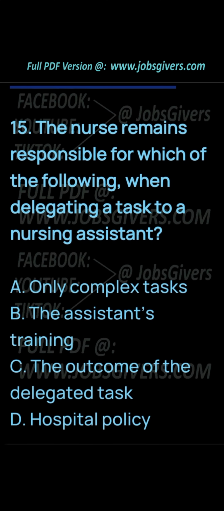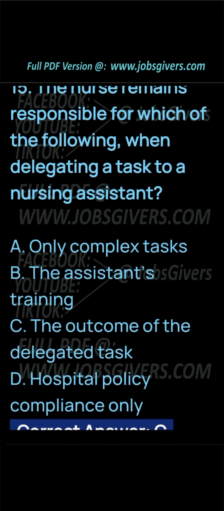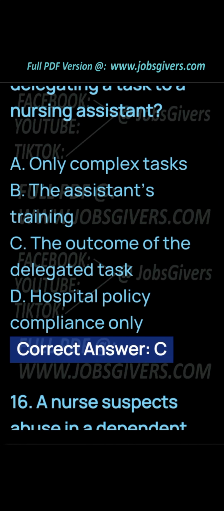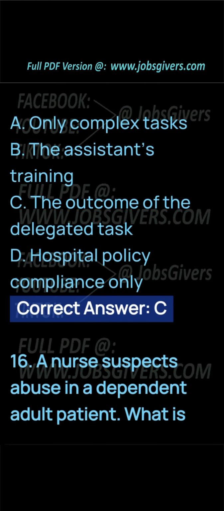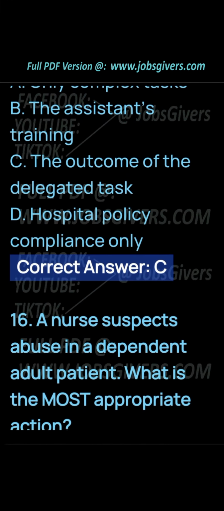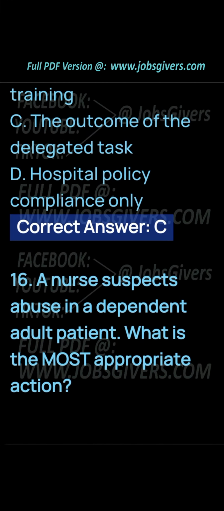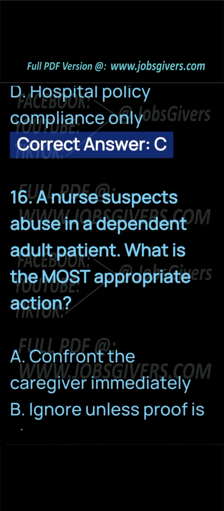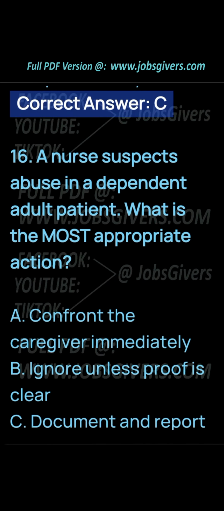Question 15. The nurse remains responsible for which of the following when delegating a task to a nursing assistant? A. Only complex tasks. B. The assistant's training. C. The outcome of the delegated task. D. Hospital policy compliance only. Correct answer C.